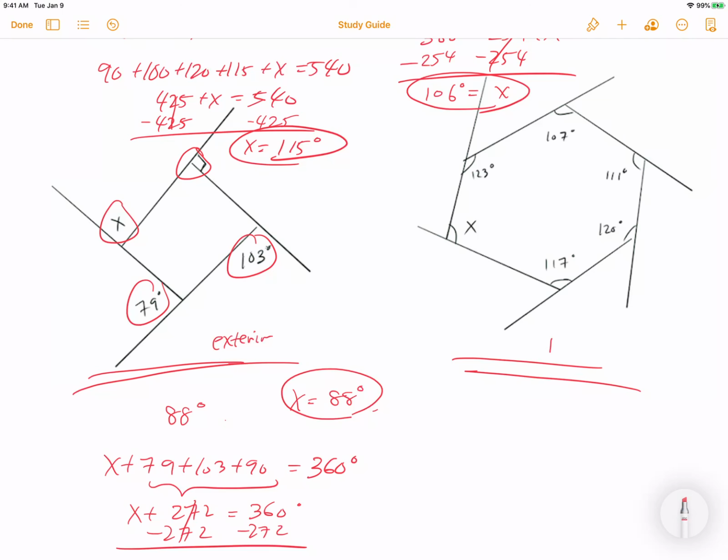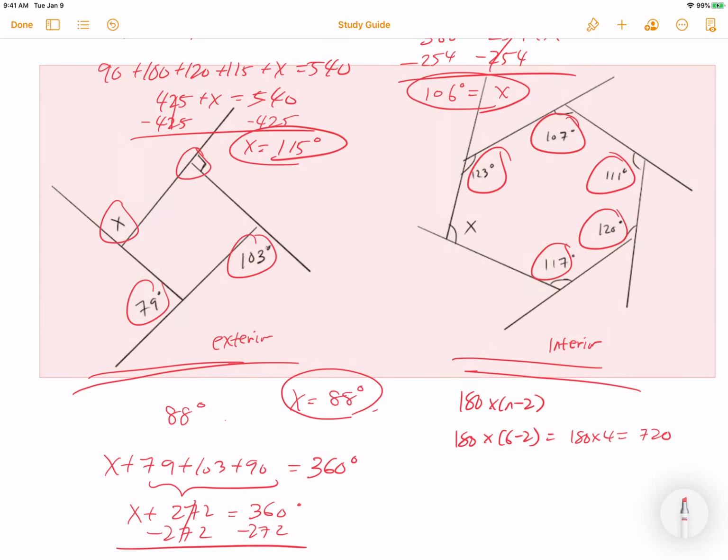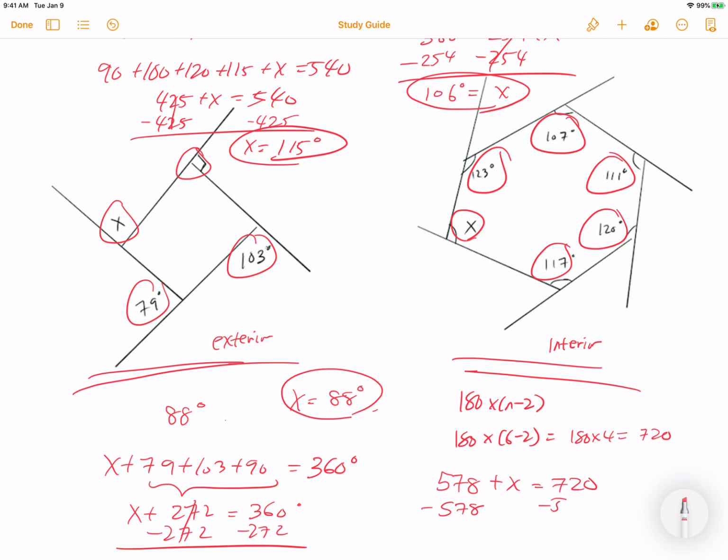The last question is interior angles, but it has 6-sided figures, so you have to do 180 times n minus 2. But it's 180 times 6 minus 2, 180 times 4, which gives you 720. When you add all of these up here, so that's 123 plus 107 plus 111 plus 120 plus 117, you get 578 as your total. But don't forget to add your x to it. That becomes 720. Subtract 578 on both sides of this equation, and your answer should get 142 degrees.